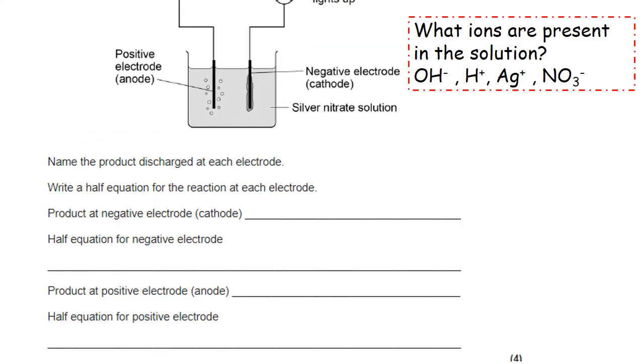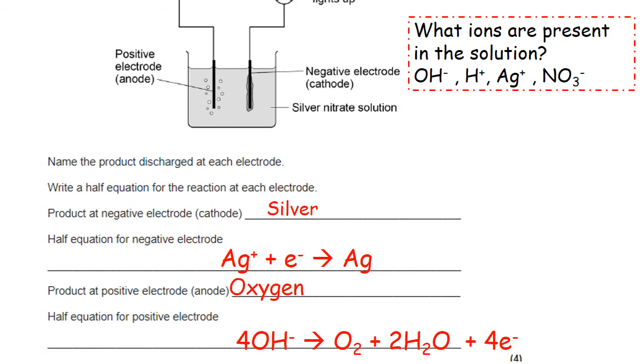So you're asked to name the products. So at the negative electrode, we're going to have the positive silver ion going there, and it's going to react in this way. So we've got Ag+ plus 1 electron forming Ag. And the product at the positive electrode is going to be oxygen. And so we get 4OH- forming O2 plus 2H2O plus 4e-.